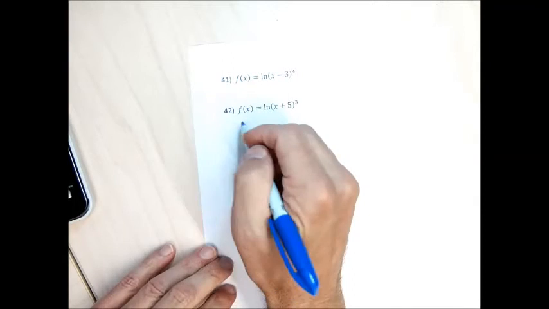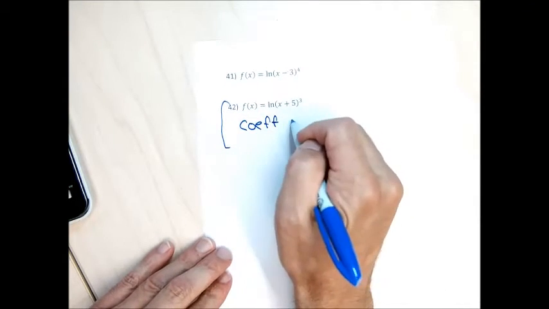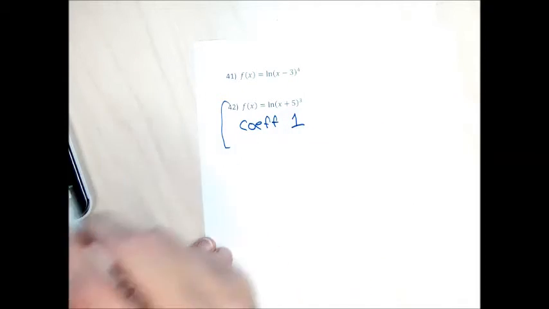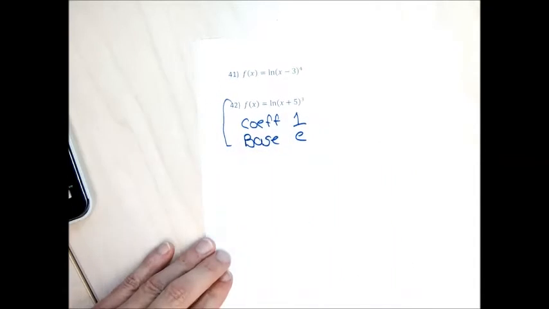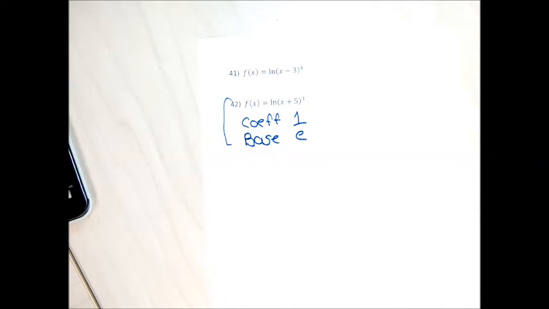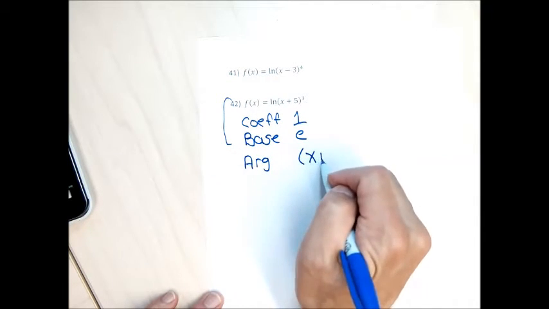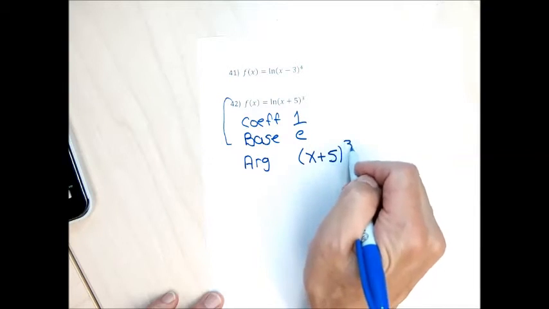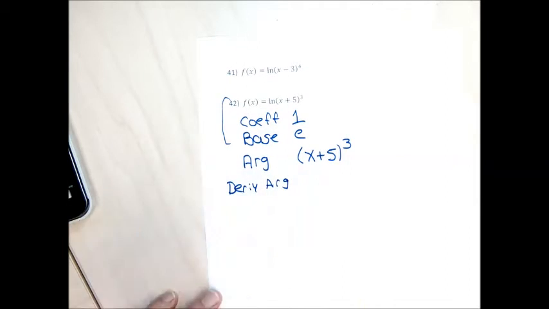So for 42, the coefficient is 1, so I probably shouldn't put it in my answer. The base is e, and when I put the ln of e down, that's equal to 1. I probably shouldn't include that in my answer. The argument is x plus 5 cubed, and when I go to do the derivative of the argument, because it's a parentheses with an exponent, I need to use the chain rule.